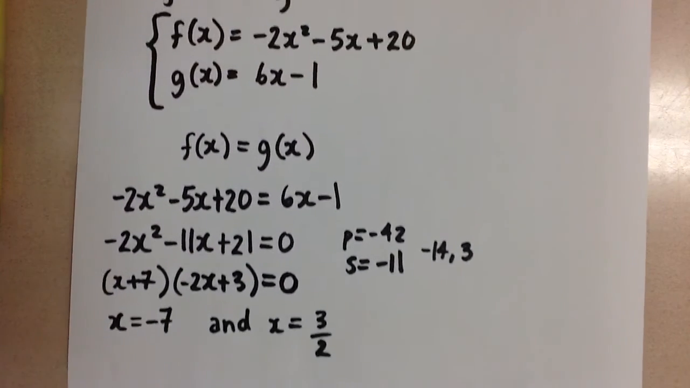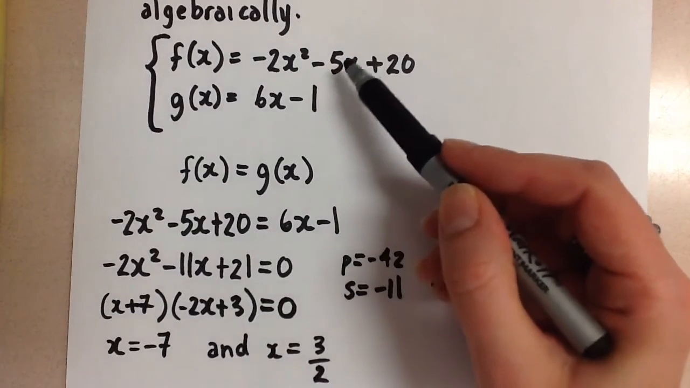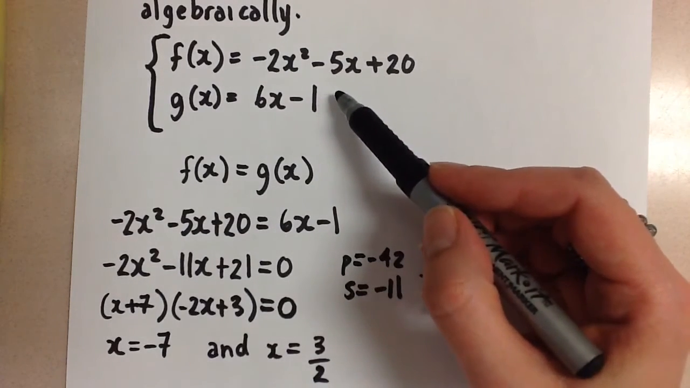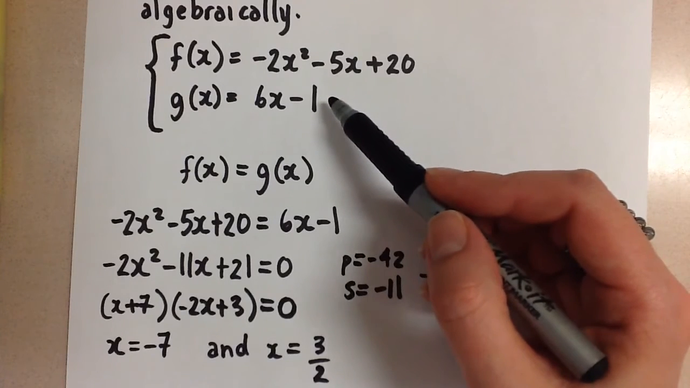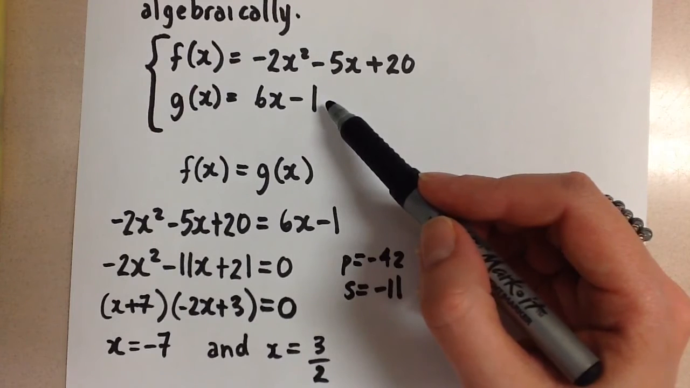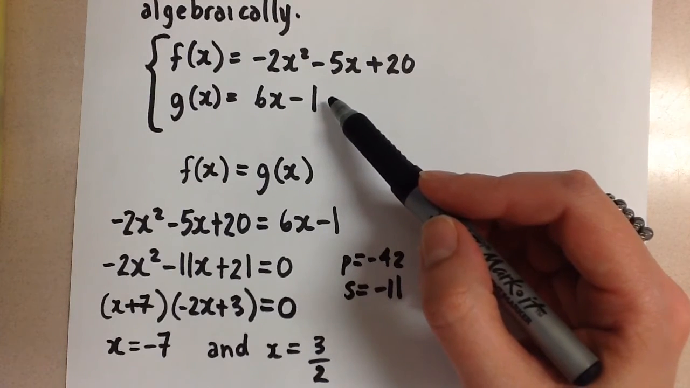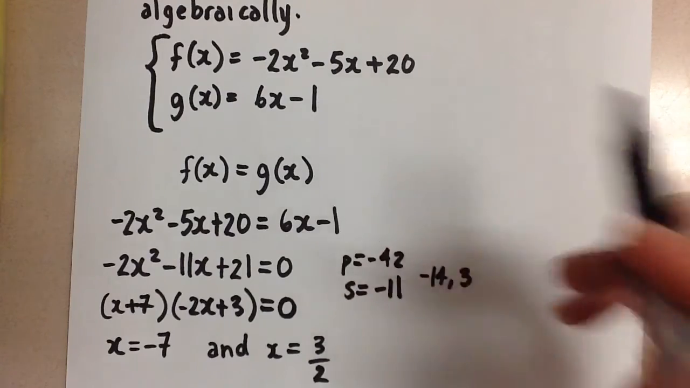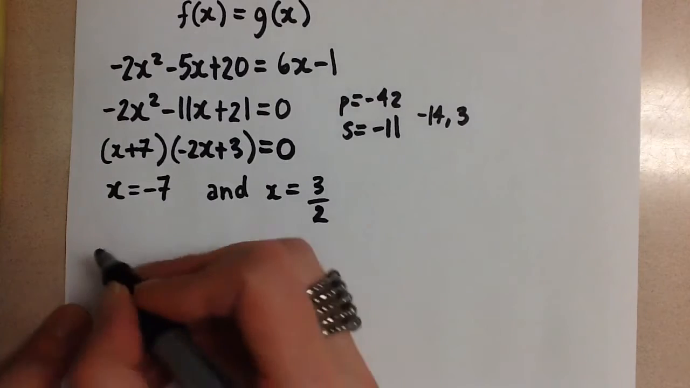To do that, we're going to take each x value and sub it back into either one of these two equations that we were given, because we know that those x values would satisfy both equations. If I were you, I would always choose the easier looking equation, so I'm going to go with the linear equation here, 6x minus 1, to sub in my x values and solve for y. So let's go back here.